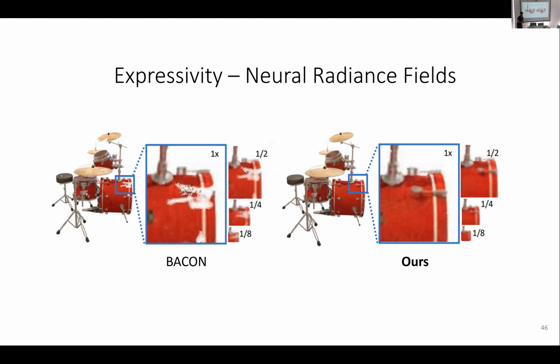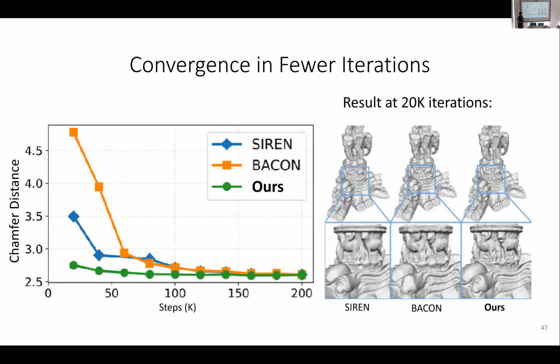Here you can see a qualitative result. Because we are more expressive, in comparison to the baseline we can capture much more of the details at different frequencies. Another advantage of being compact and expressive is that, because we have this decomposition, we can converge in a much smaller number of iterations. You can see here that already at 20,000 steps, we can fit the signal of a Thai statue in much more detail compared to the baseline.